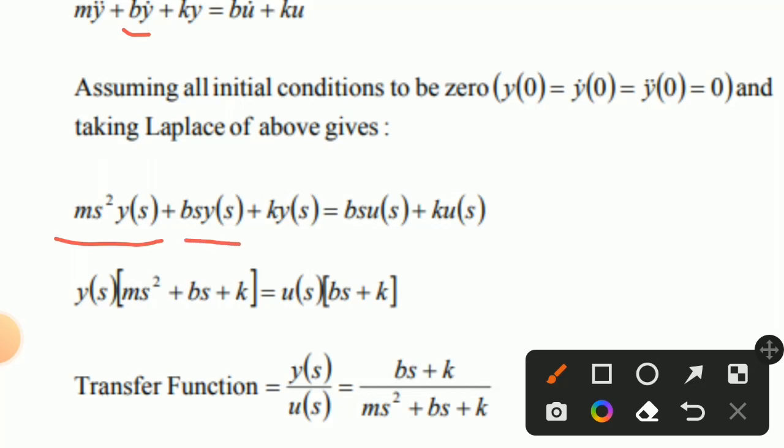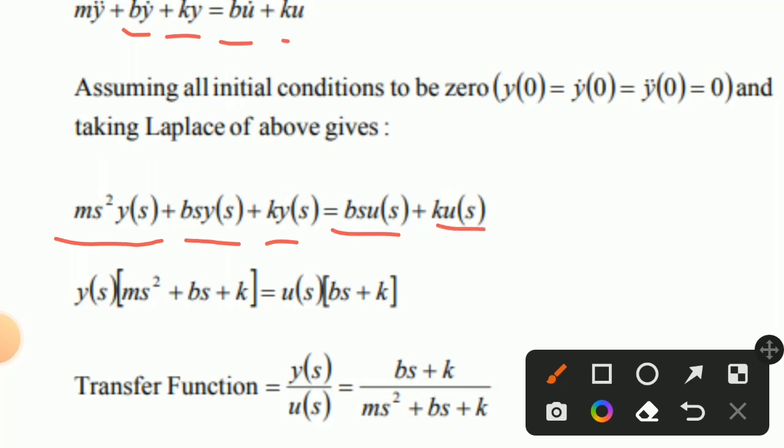Now the third term, ky. Here there is no derivative, so we can write it directly as it is, k into y of s. Similarly next, b into u dot. Here there is one derivative, so b into s into u of s, multiplied by s. And the last term as it is, ku, means k into u of s.